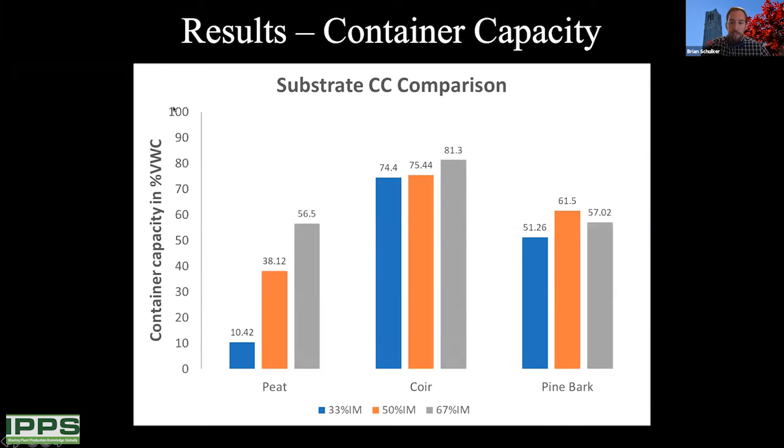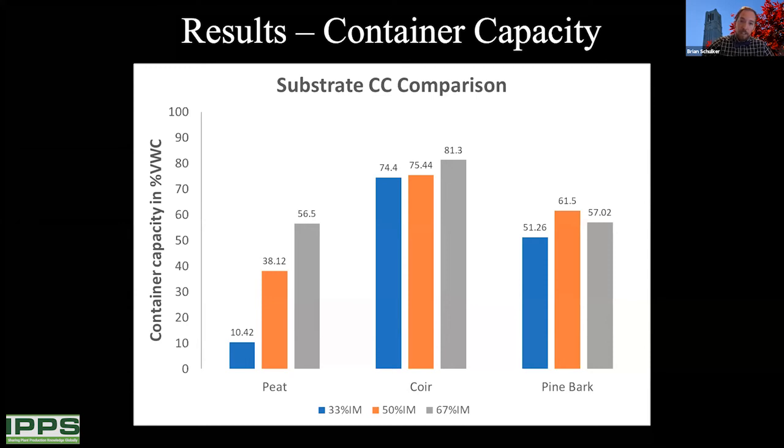And then at 67, it's clear that both coir and pine bark were unaffected by treatment differences, while peat was affected by moisture content. Notably, the pine bark we used in the study was specifically engineered to have a container capacity of 55%. And while it is obviously variable in nature, as bark particles can be non-uniform, this seems to be very close to right on target.